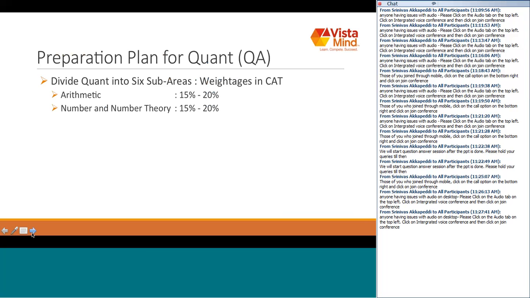Remember, there are 35 questions in that quant section. Out of 35 questions, anything between 5 to 7 questions will be arithmetic. 5 to 7 questions will be numbers. It will be more than that, in fact. Algebra. We'll talk about what is algebra very, very quickly. Easily about 8 to 11 questions will be algebra.